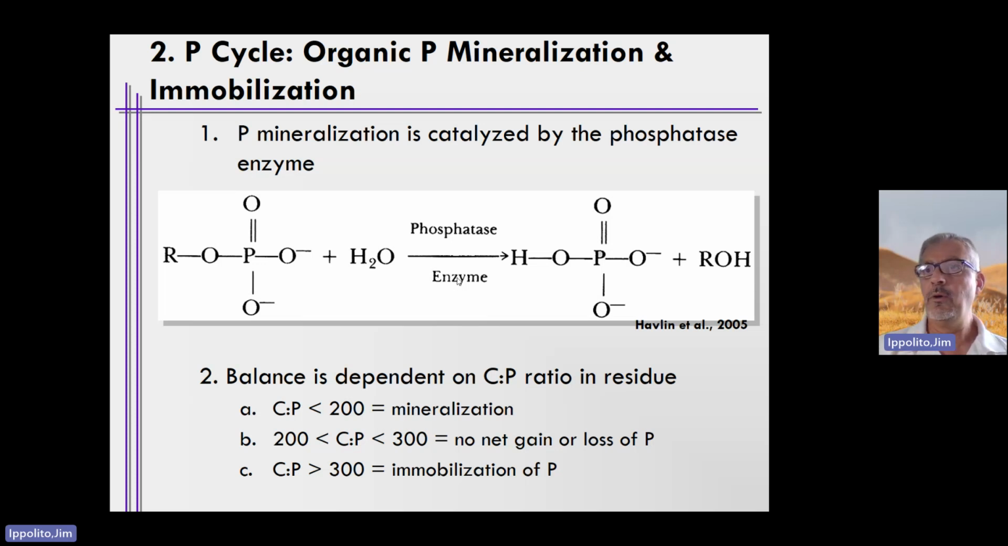Okay, so the balance between mineralization and immobilization is this for the carbon to phosphorus ratio in soils. If you're less than 200 to 1, you see mineralization dominating. If you're greater than 300 to 1, you have immobilization dominating. And if you're somewhere in between, they basically cancel each other out. All right, so hopefully that makes sense to you. We're going to leave this here, keep it rather simple.